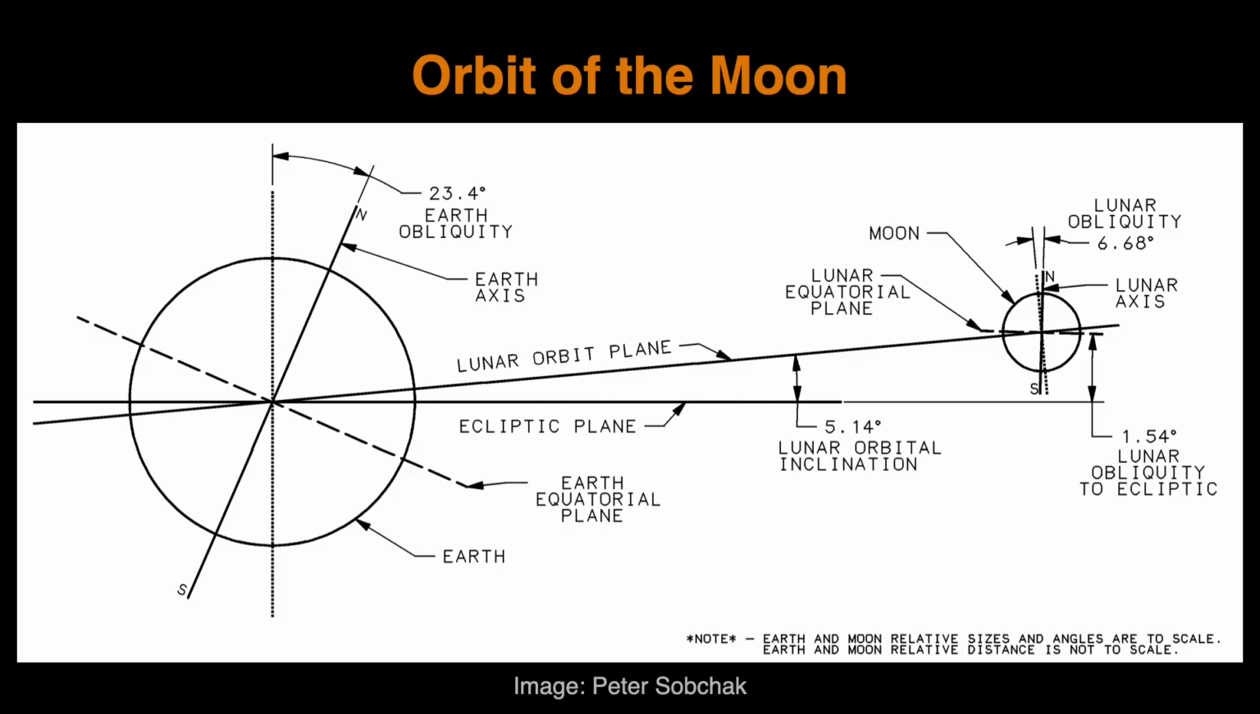Here's a diagram of the Earth and the Moon we saw in an earlier lecture. This time, let's particularly focus on the orientation of the Moon. I already mentioned that the orbital plane of the Moon is inclined by about 5 degrees relative to the Earth's orbital plane around the Sun. The latter is usually called the ecliptic plane.